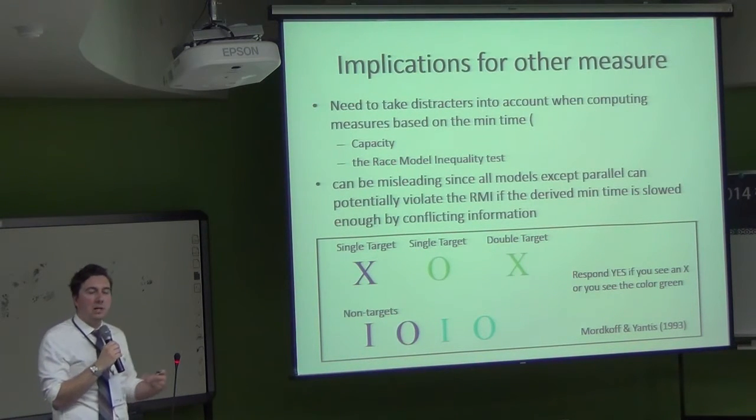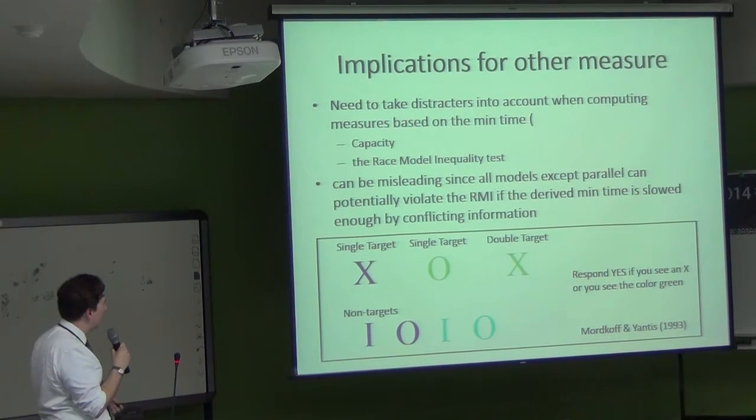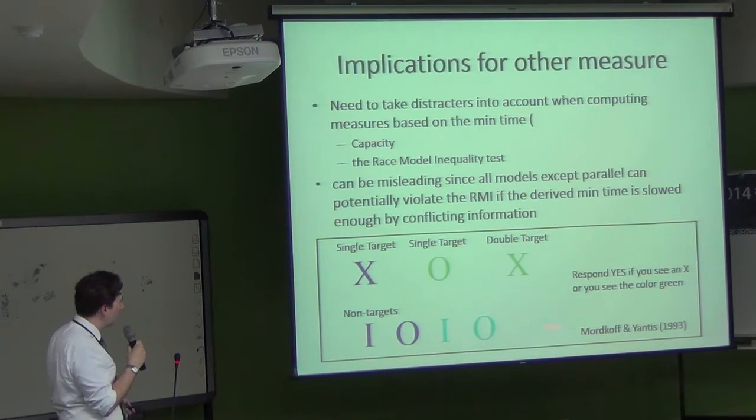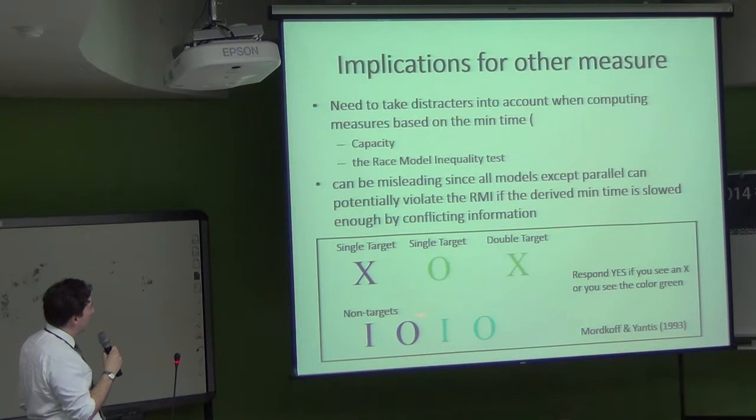The idea behind the race model inequality task is an experiment reported by Mordkoff and Yantis in '93. You had to respond yes anytime you saw an X or anytime you saw the color green. So again, you had two single targets: an X on its own, green on its own, and a double target, green X. We also had some non-targets.